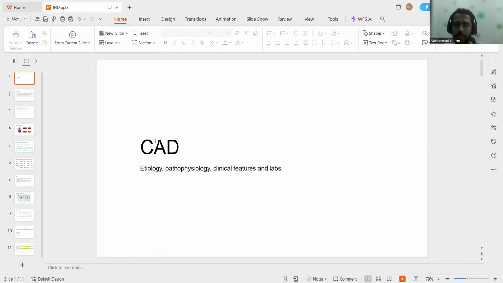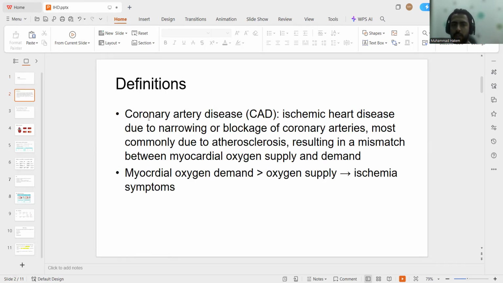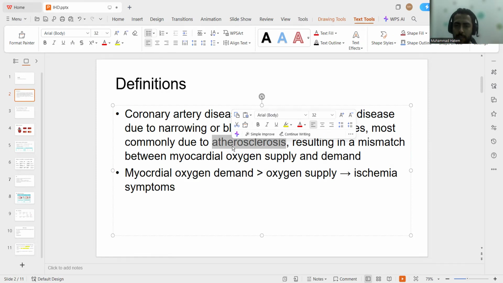It's a super high-yield topic for USMLE steps. So let's start with the definition. What's coronary artery disease? Coronary artery disease involves some kind of ischemia that affects the heart due to narrowing or blockage of the coronary arteries. And the most common cause of narrowing of the coronary arteries is atherosclerosis.